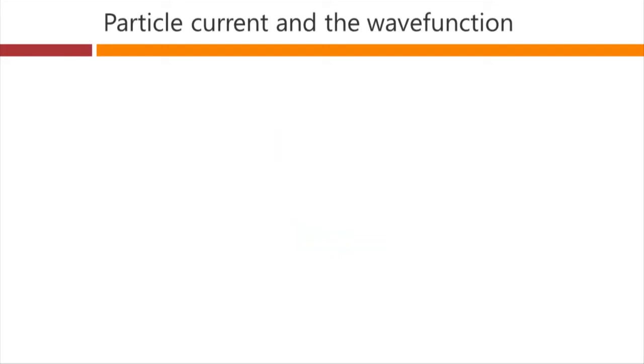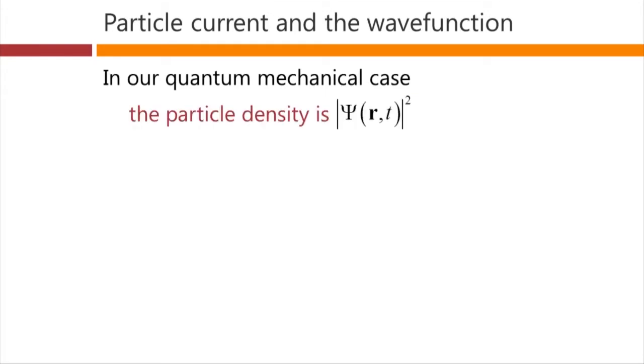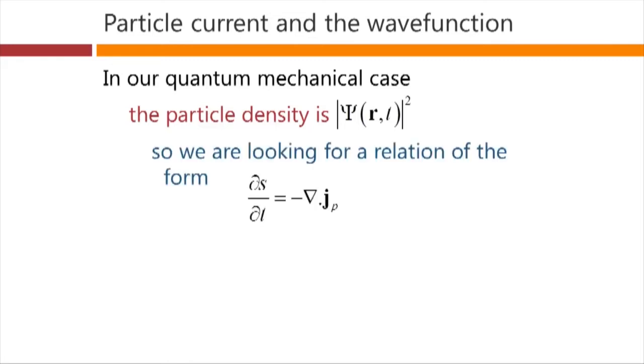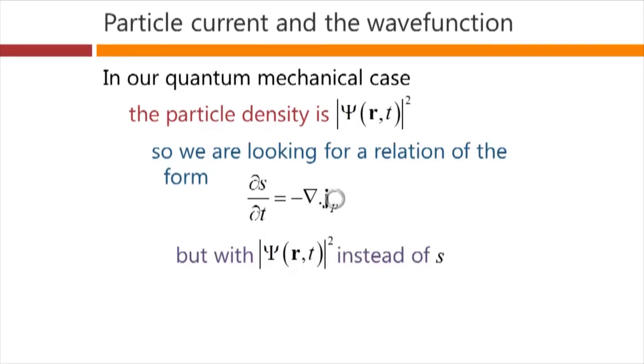Now, we want to understand particle current in quantum mechanics. And in our quantum mechanical case, the particle density inside our little box, the equivalent of that S, is just the modulus squared of the wave function inside the box. So we're looking for a relation of this form, but where we have the modulus squared of the wave function in here instead of S. And what we'd like to use that to do is to figure out what this quantity, this vector here, the particle current, is in quantum mechanics.